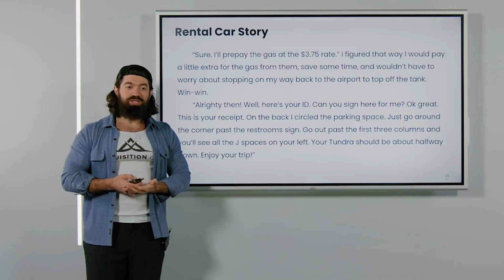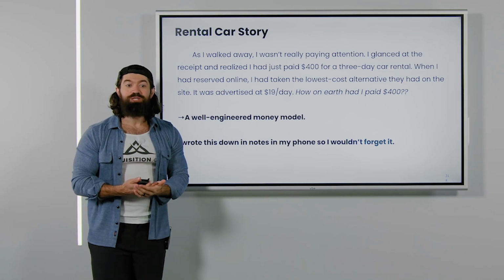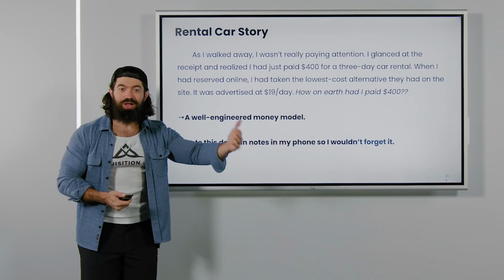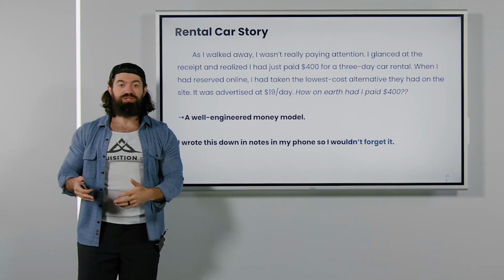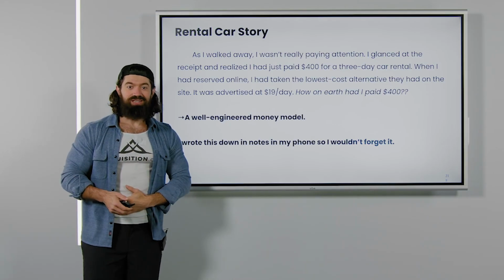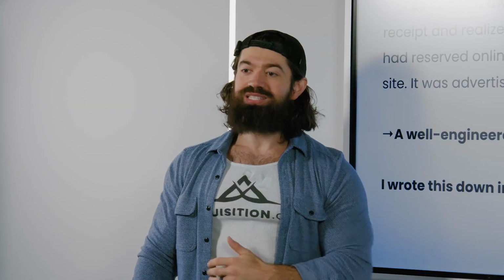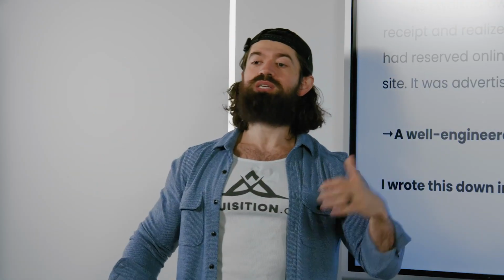All right. And so, mind you, I take my thing, I'm walking away, right? And I look at my receipt, and I just paid $400 for a 3-day rental when I had reserved online for $19 a day. I went from $19 a day to $400. What had just happened? A well-engineered money model. And I remembered that moment and I was like, I need to write this down. This is the perfect example of what it looks like to create a money model, a series of offers structured sequentially to monetize the customer and provide as much value as humanly possible.